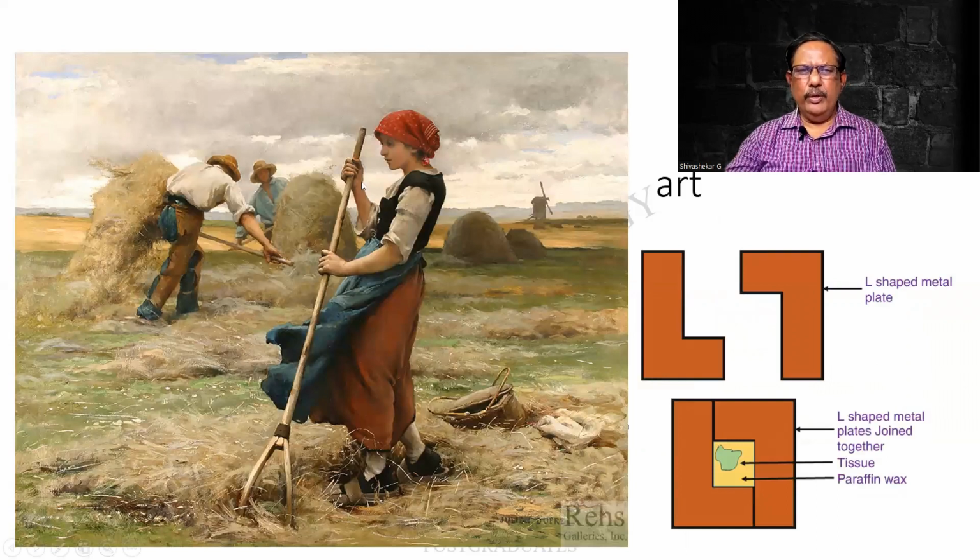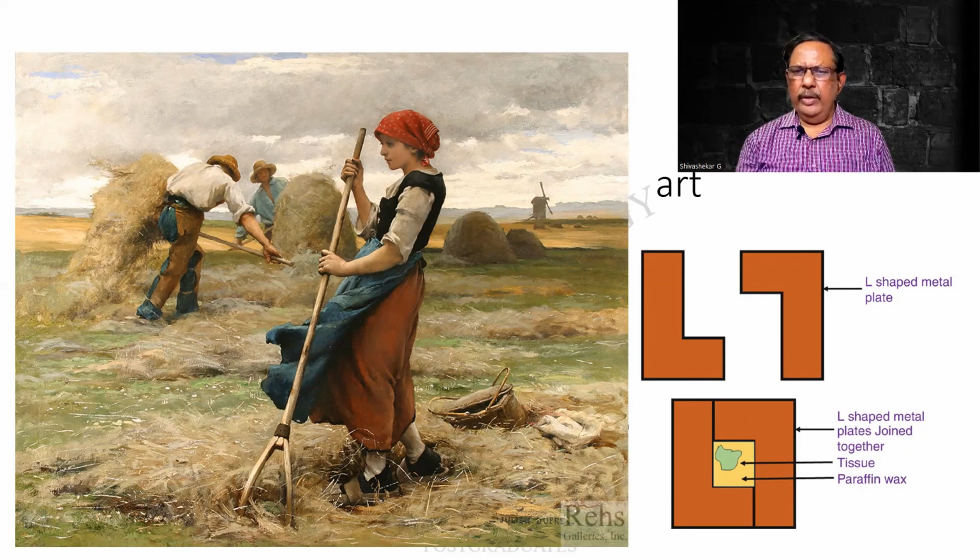Beautiful. A picture of an art. So I think you people are able to appreciate this picture. Amazing one. And this is exactly what I meant. This is an earlier method of embedding. And these are called Leuckart's L pieces. L in the sense that when I put both of them together, I get a square-like space or a cubicle in which I place the tissue and then pour the molten wax over it, allowing it to solidify. So this is called embedding. It is not impregnation, it is embedding.